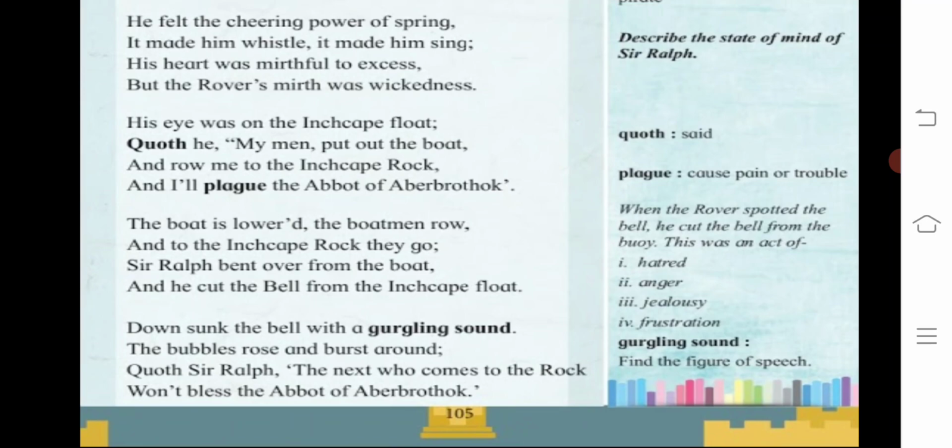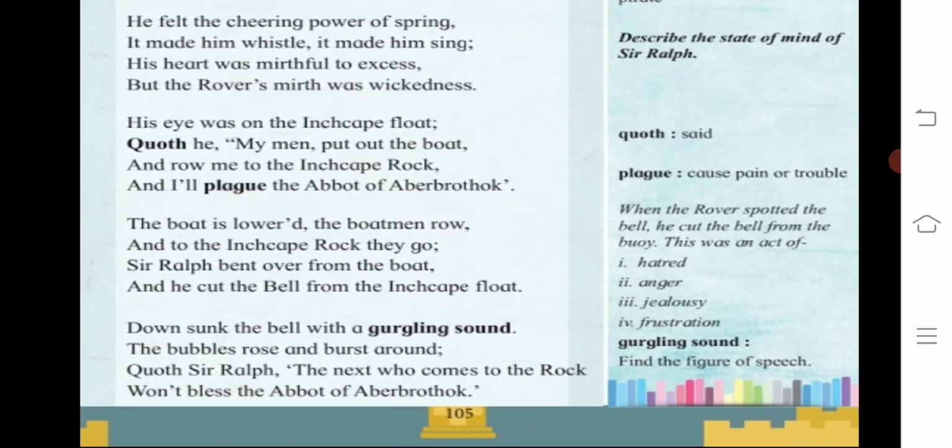Quoth he, "My man, put out the boat, and row me to the Inchcape Rock, and I shall plague the abbot of Aberbrothok." The boat is lowered, the boatmen row, and to the Inchcape Rock they go. Sir Ralph bent over from the boat, and he cut the bell from the Inchcape float.